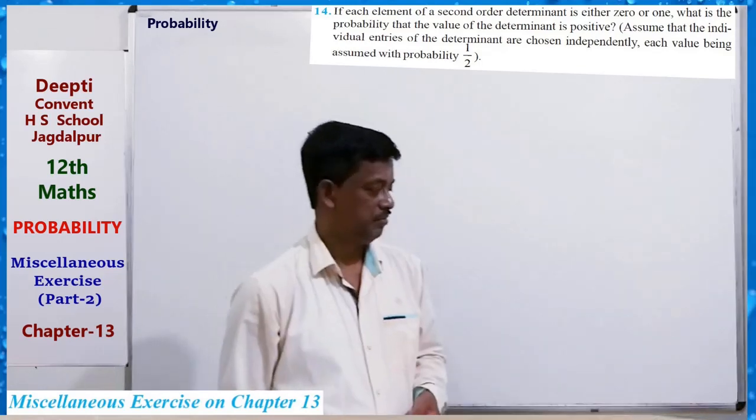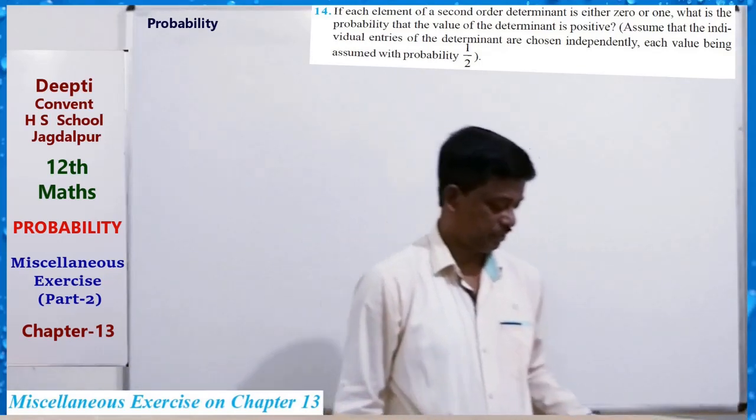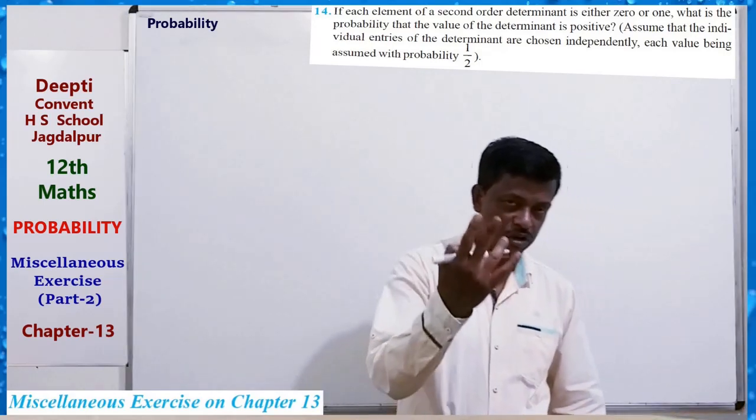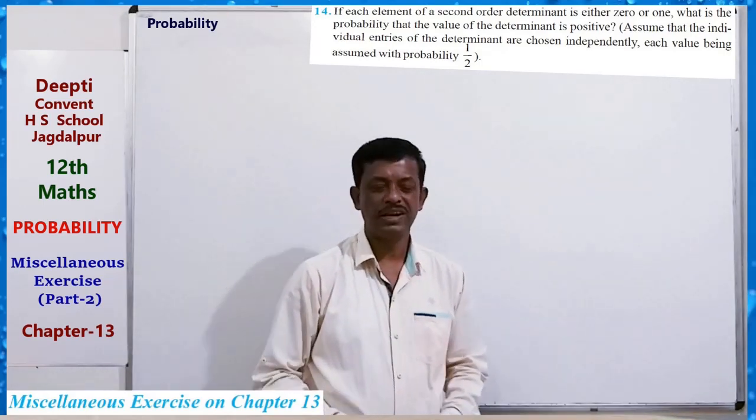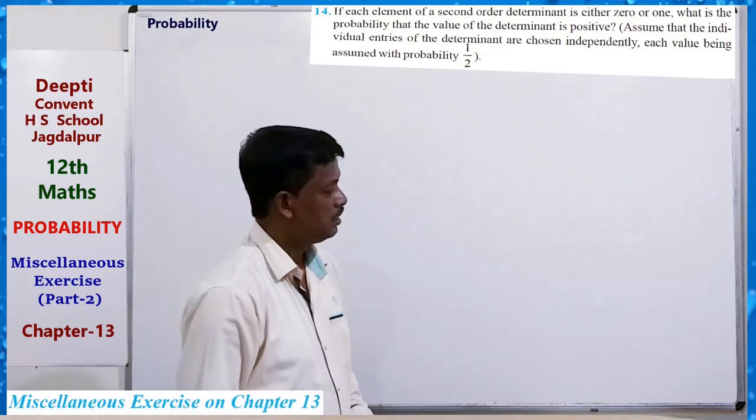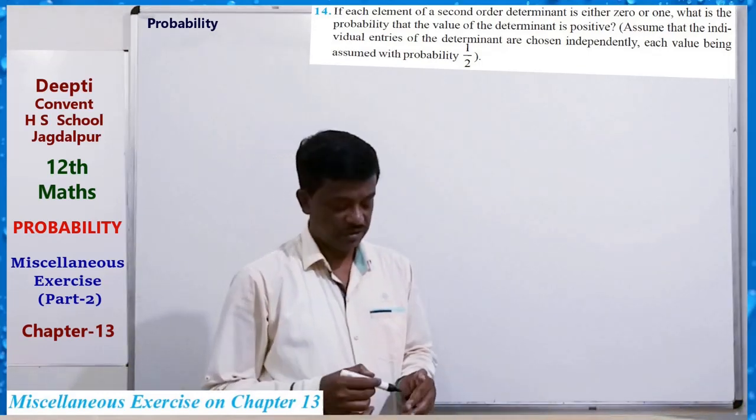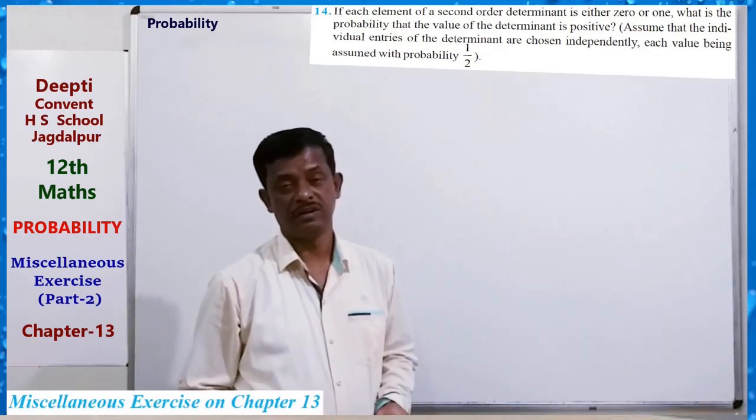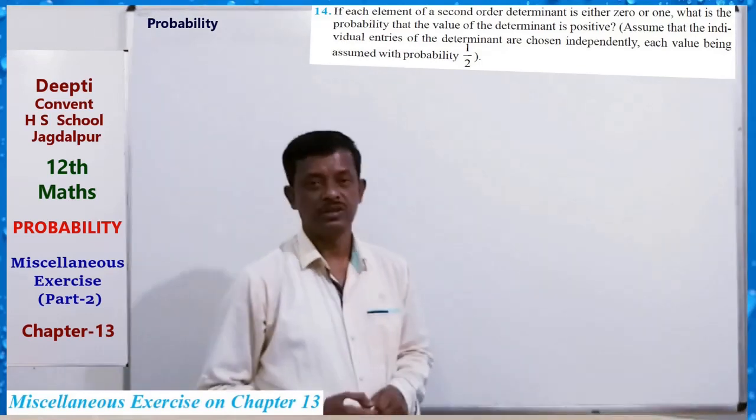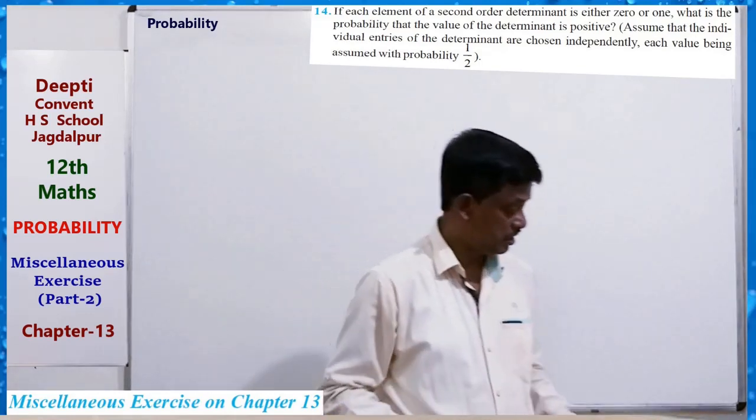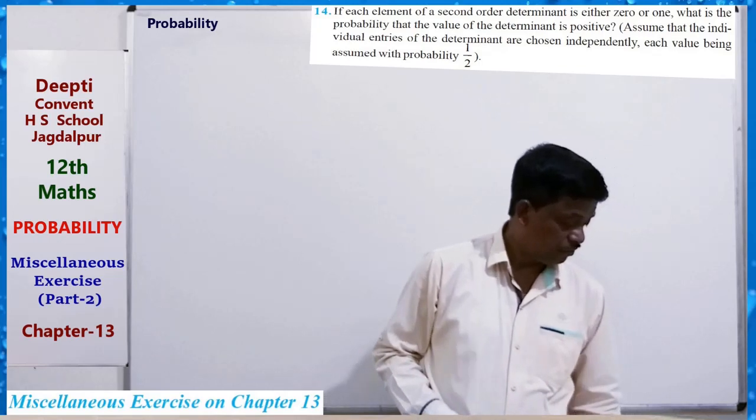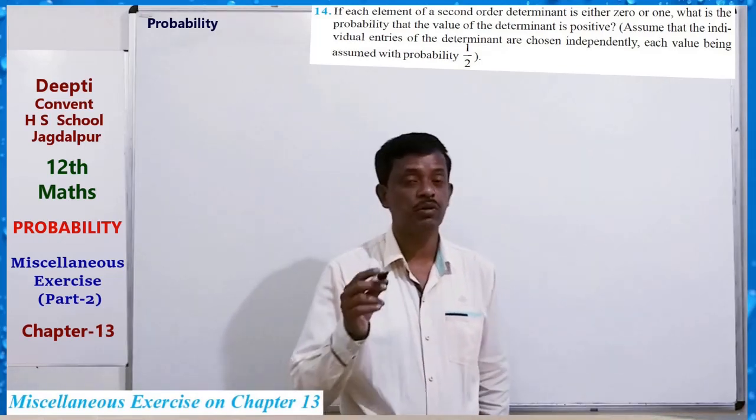Very clear. A second order determinant has 4 elements, so independently we can choose either 0 or 1 for each of the 4 places. So what is the probability that the value of the determinant is positive?